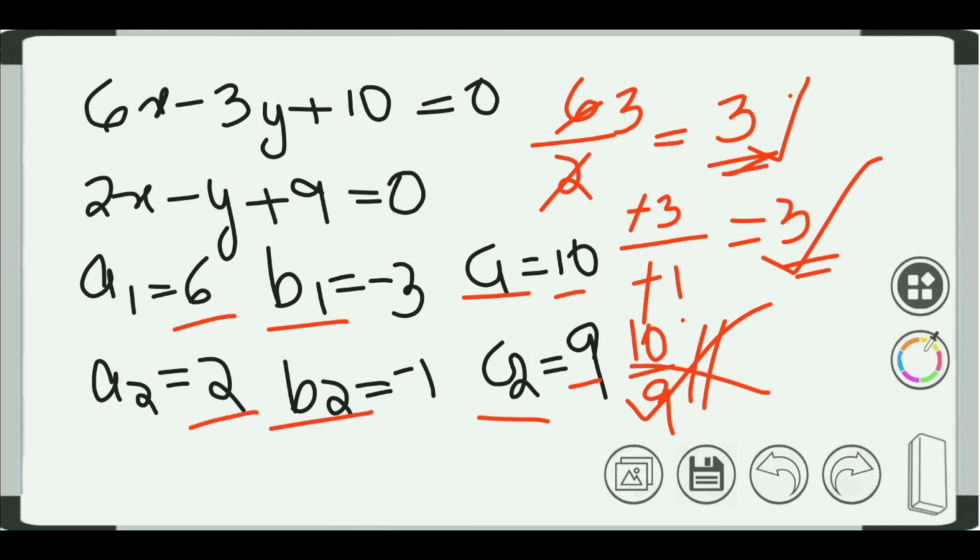Which condition? Third one. a1 by a2 equal to b1 by b2 not equal to c1 by c2. So the answer is the pairs of linear equations given in the question are parallel to each other and the lines never intersect each other at any point. Because this is having no solution, right? Third condition, no solution. Since it is not having any solutions, the lines will be parallel to each other. They won't intersect. If they intersect at any point, it will be having a solution. In this case, lines will be parallel to each other.